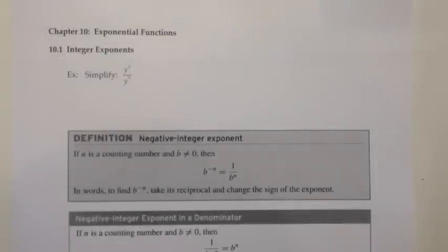Section 10.1, Integer Exponents. So let's go ahead and look at an example that will lead us to a negative exponent and then see how to deal with that. So they're asking us to simplify y to the third over y to the seventh.